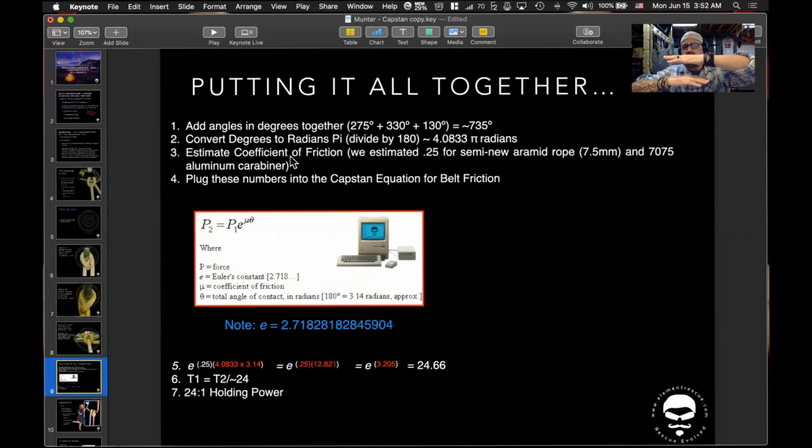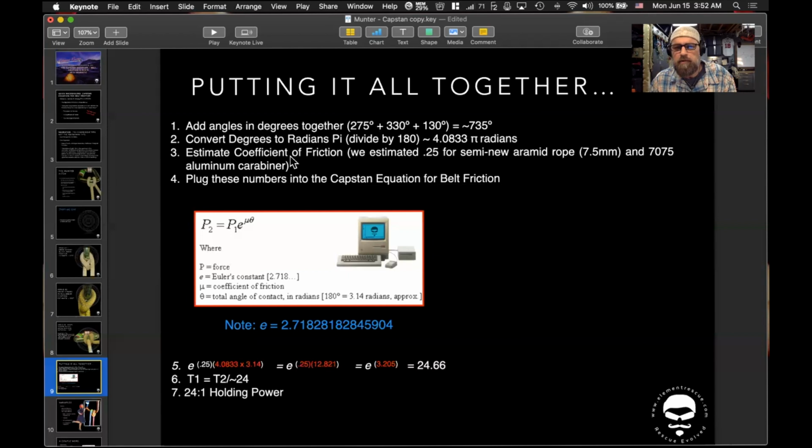But let's say we took that same aramid rope and ran it across a brick or poured concrete. That's going to be a higher coefficient of friction. A lot of times we also have a higher coefficient of friction when we deal with steel and some of the anomalies that exist in there. So for this, we were able to take a lot of other studies and estimate that to be about 0.25.